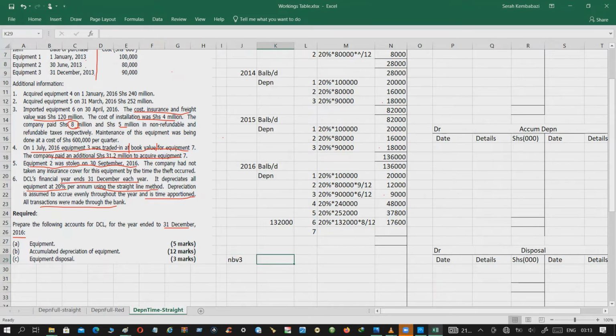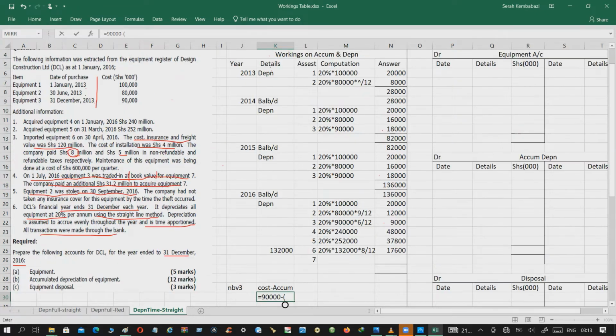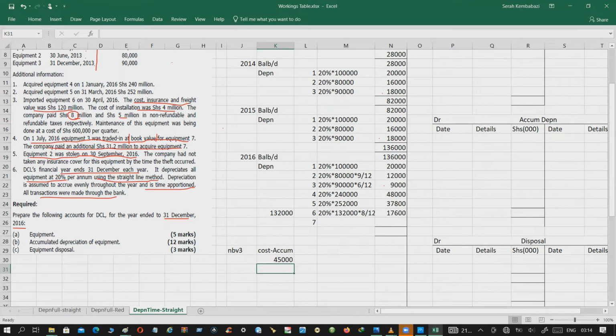In order to know the cost for equipment 7, we have to find the net book value for equipment 3, and the formula is cost minus the accumulated depreciation amounts we've been computing from the start of 2013. So the full cost for this equipment 3 was 90,000, and the accumulated depreciations we've been computing from 2013. From 2014, we have a value of 18,000, plus that of 2015, which was 18,000 again, plus that of 2016, which was 9,000 this time round. So the remaining balance is our net book value for equipment 3.